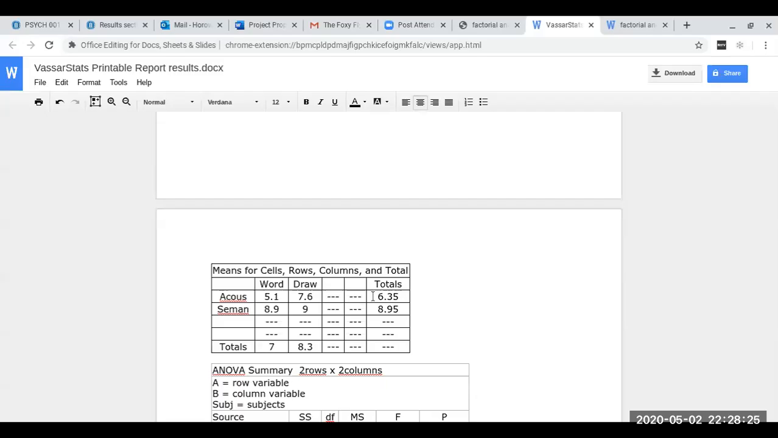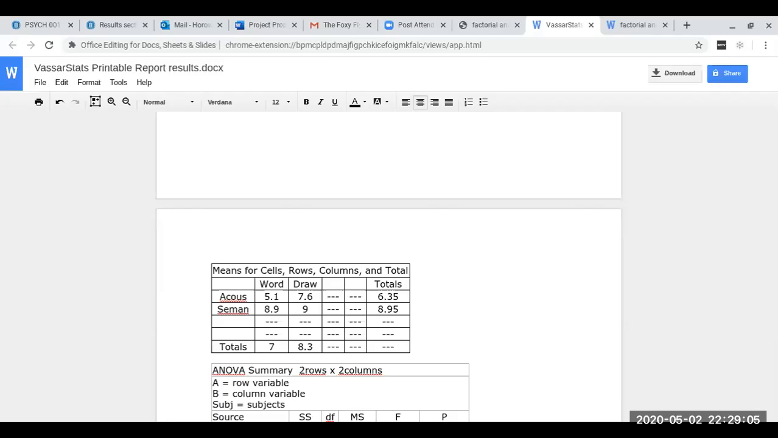So acoustic overall, as if item type, word or drawing didn't exist, is 6.35 versus 8.95. You would probably say that, yes, that's a significant main effect. On the bottom side, it's words and drawings, as if acoustic and semantic didn't ever exist. So we take 5.1 and 8.9. If you add those two together, it's 14. You divide by 2. Your marginal mean for words overall is 7. For drawing, 7.6 and 9 gives you 16.6. You divide that by 2, 8.3.